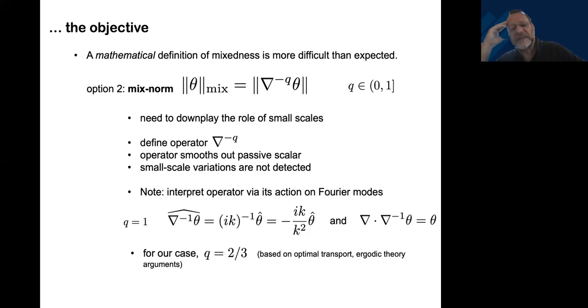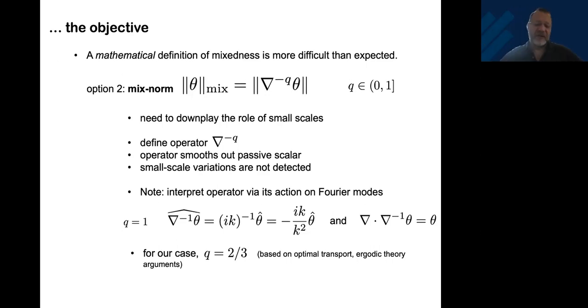You can also define that mix norm without going to Fourier modes. In that case, you have to do a little bit of extra work. I'm writing the ik to the -1 as minus ik over k squared. So in that case, the 1 over k squared would be the solution to a Poisson problem, and then the ik would be a differentiation of the solution of the Poisson problem. So you can actually transfer that one to non-periodic and non-Fourier transformable passive scalars as well.